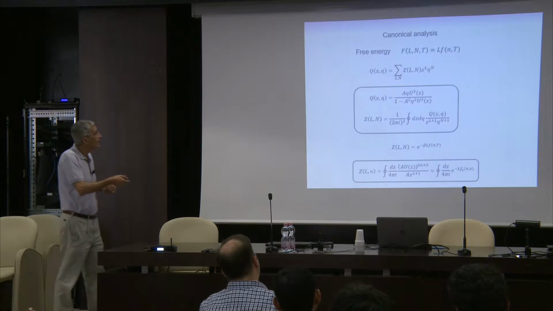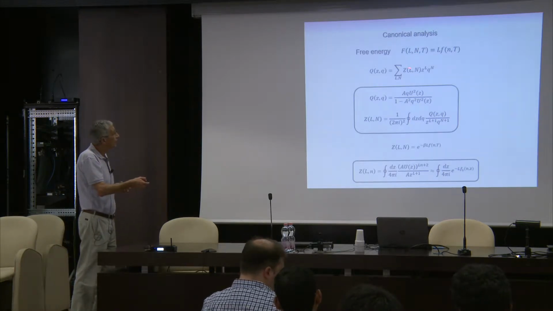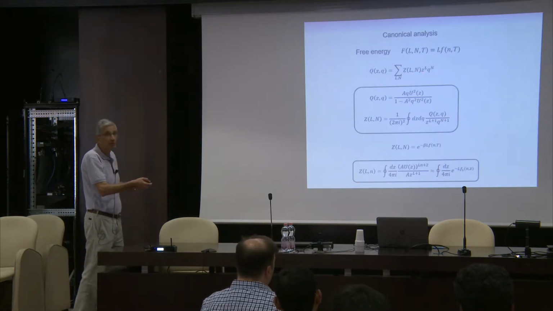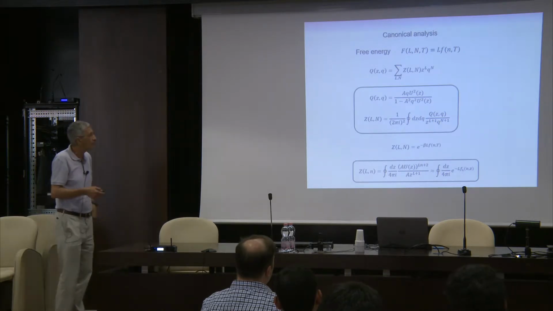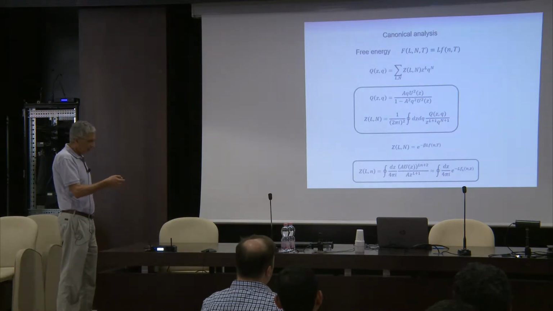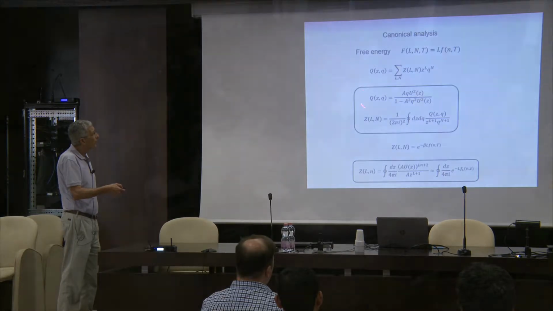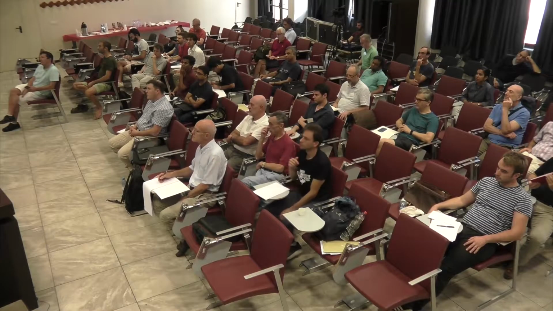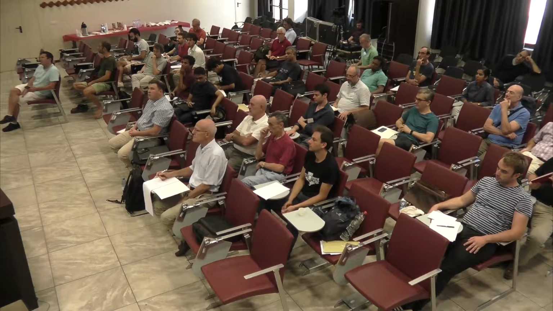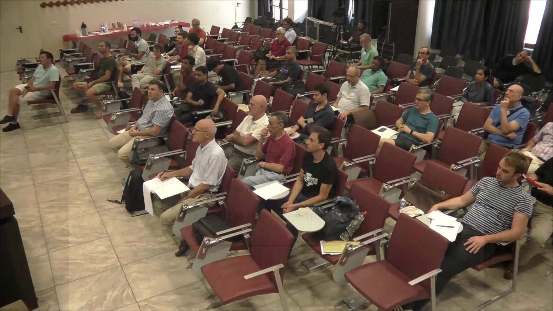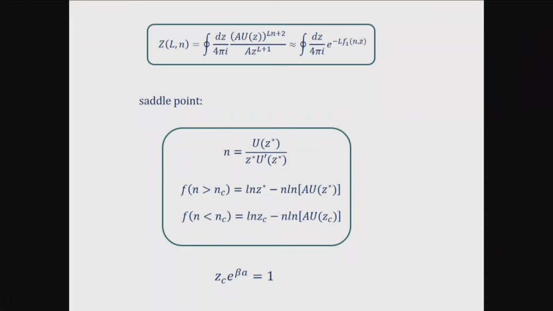You have two variables, L and N, and you can go to parameters Z and Q, which are the fugacities associated with them. The grand partition sum for Z and Q can be calculated. It's this, and then it can be inverted. So it's the usual stuff that we are used to.